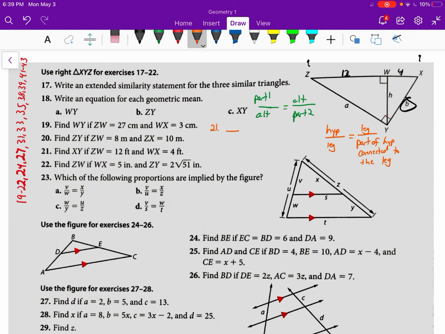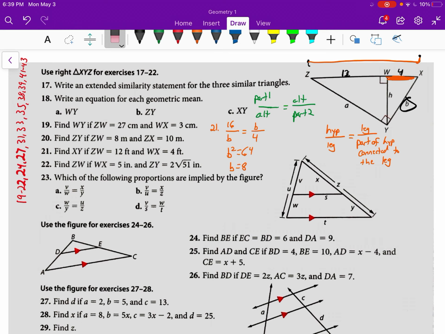The leg, which in this case is B, is the geometric mean between the hypotenuse. Well, be careful. What is the whole hypotenuse? It is 16, because we have a 12 and a 4. So 16. And then the part of the hypotenuse touching the leg that we're talking about, and that's 4. Cross multiply, b squared equals 64. Take the square root, and that is 8. So b equals 8.